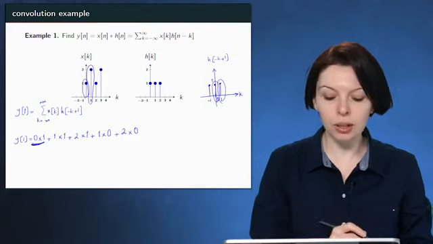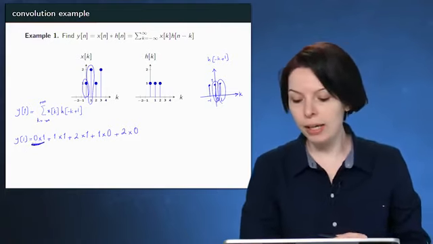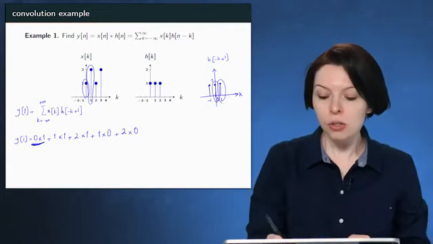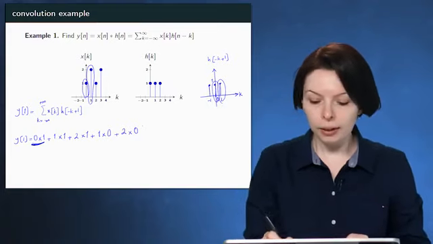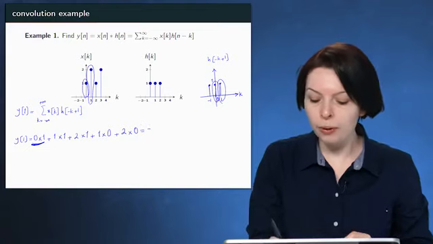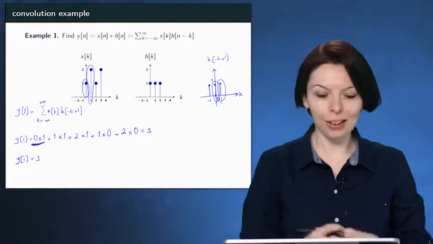This is the sample of x of k for k equal to negative 1, and the sample of h of minus k plus 1 for k equal to negative 1. So I included everything. The rest of the components in this summation are equal to 0. That's going to be equal to 3. So y of n at n equal to 1 is equal to 3. All right.